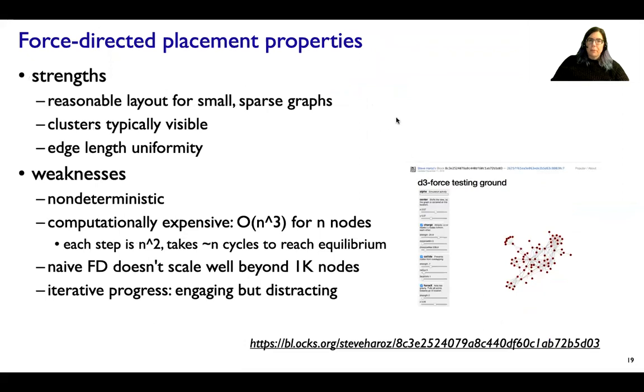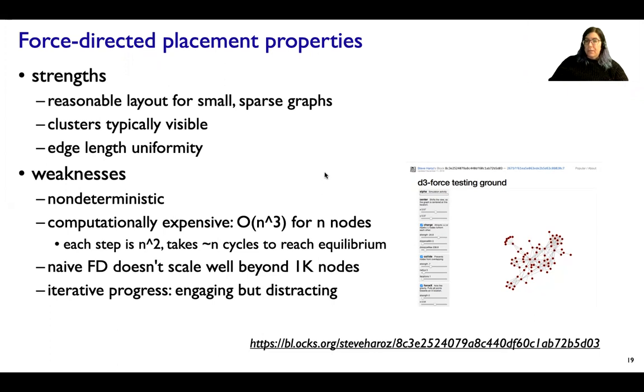So what's good about force-directed placement? Well, it actually does quite a nice job if the graph is very, very small and if it's quite sparse. That is, if there's relatively few links compared to the number of nodes, not too many more nodes than links. And it's quite good at trying to keep all of the edge lengths fairly uniform. And we can usually see some amount of cluster structure.